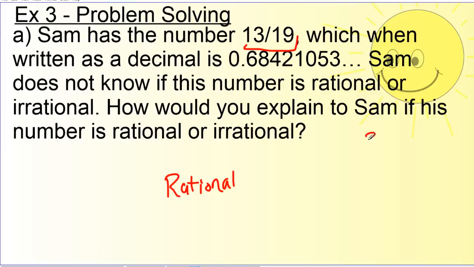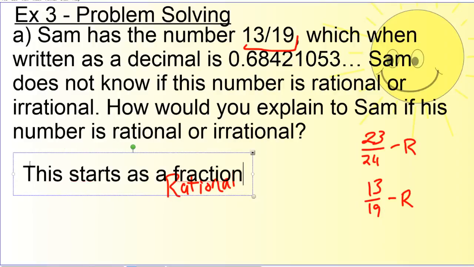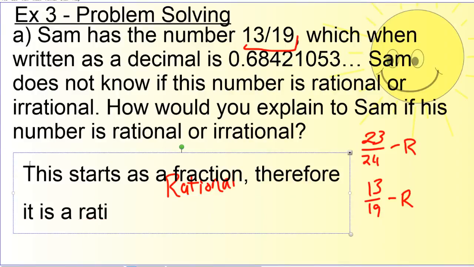In some previous problems, we had 23/24. It looked ugly. It's rational. Here we have 13/19. It looks ugly, but it's rational. Because it's coming from a fraction, it is a rational number. And that's exactly what I'd say. How would you explain to Sam? It starts as a fraction. Therefore, it is a rational number.